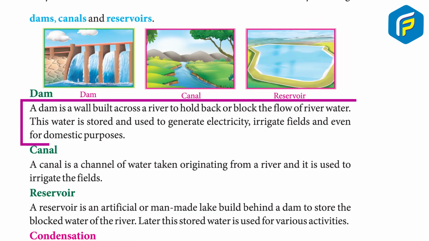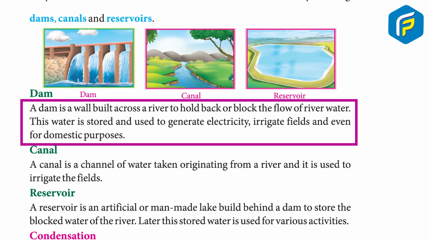Dam. A dam is a wall built across a river to hold back or block the flow of river water. This water is stored and used to generate electricity, irrigate fields, and even for domestic purposes.